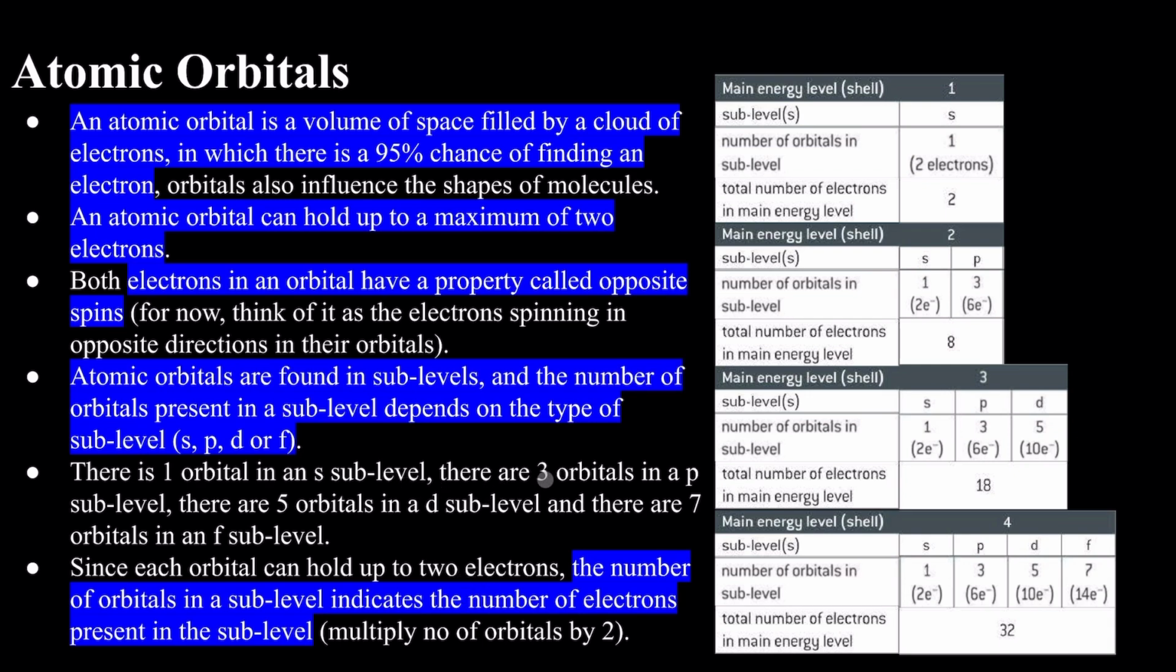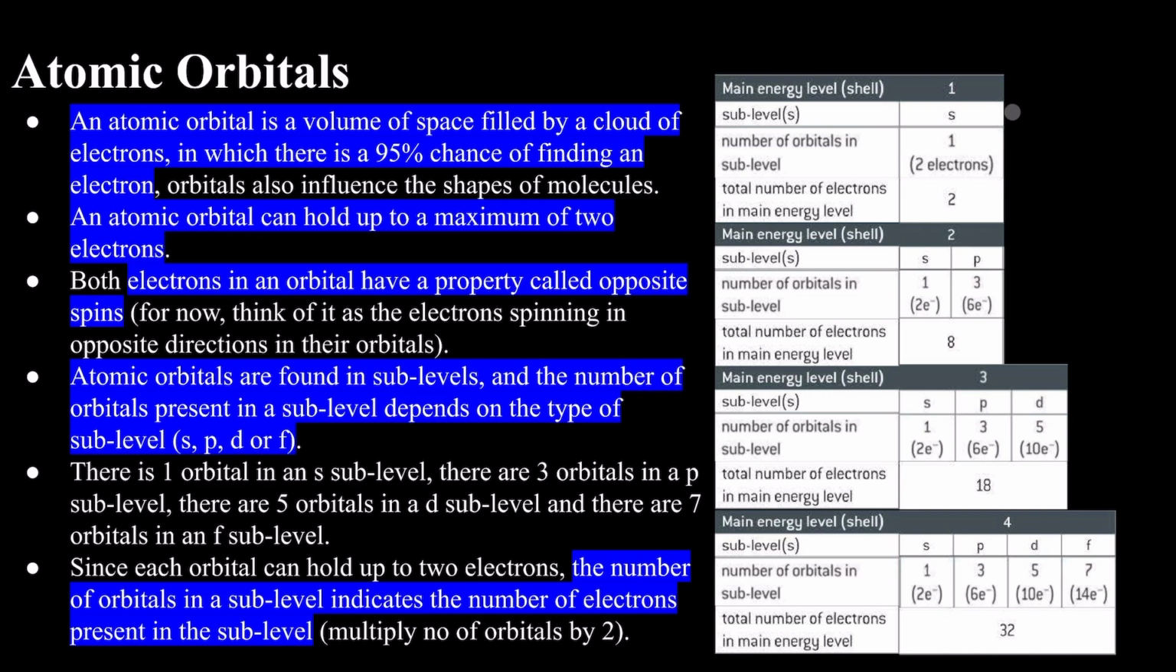So if we look at the P sublevel, for example, there's 3 orbitals, and we said that each orbital can hold up to a maximum of 2 electrons. So to find the total number of electrons in a P sublevel, we multiply the number of orbitals, i.e. 3, by the maximum number they can each hold, which is 2, so 3 times 2 is 6. And that perfectly coincides with what we were saying earlier, which was that P sublevels can hold up to 6 electrons, S sublevels up to 2, and so on.